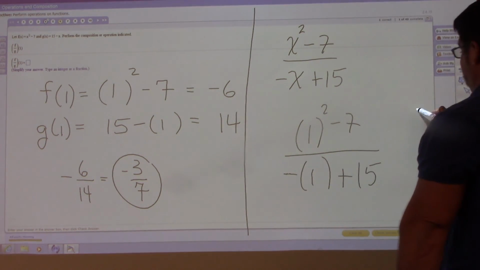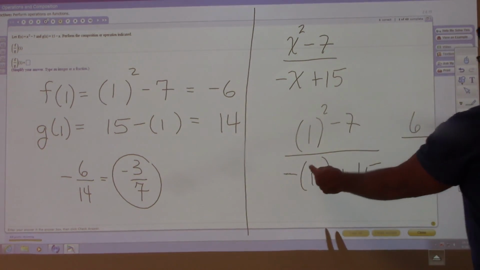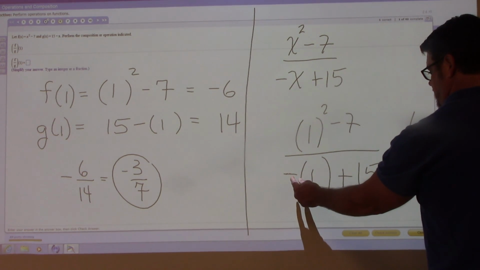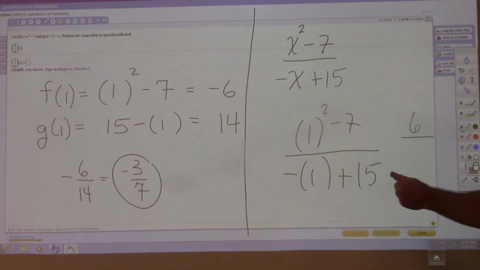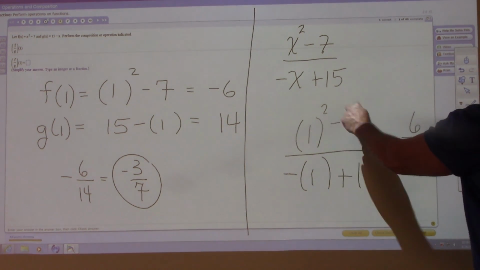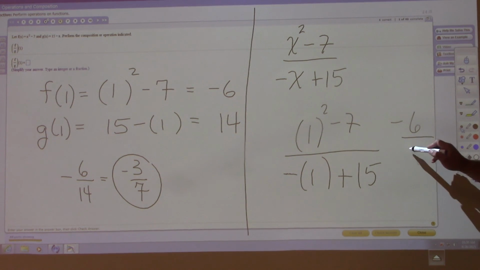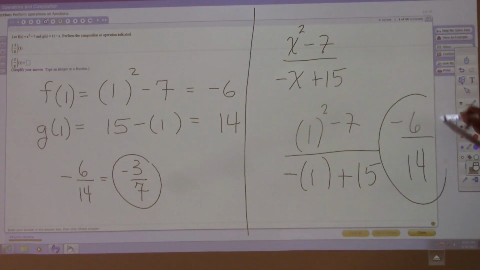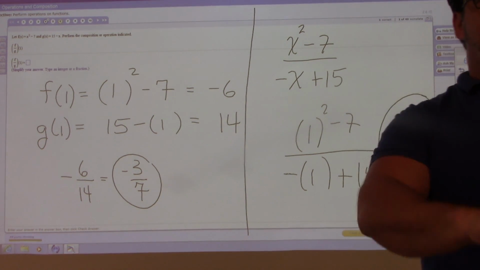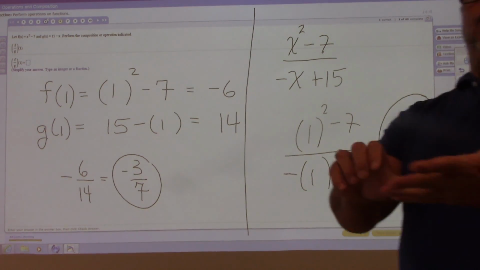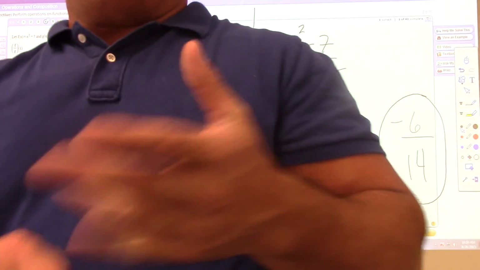So 1 minus 7 is negative 6. And negative 1 plus 15 is what? 14. And you get the same thing as you get over there. Okay. Now, I want you to work on 1.2, work on your review, work on your orientation, work on 1.2, and work on what? 2.6.